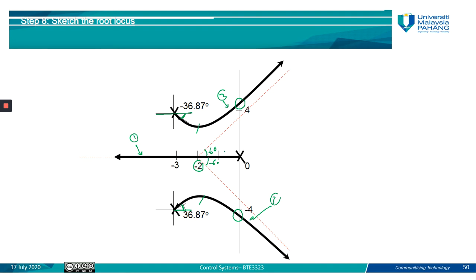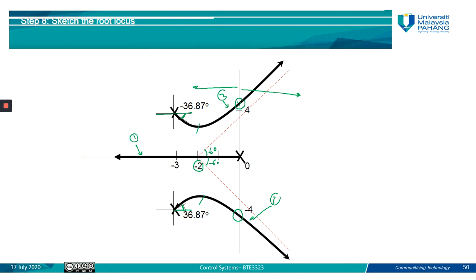The overall sketch is there, but we need to add the crossing point with the imaginary axis, because this is very important to decide the system stability. The system in this part will be unstable, in this part will be stable, and on this axis will be marginally stable. So how do we find this point? We need to apply the Routh table method.